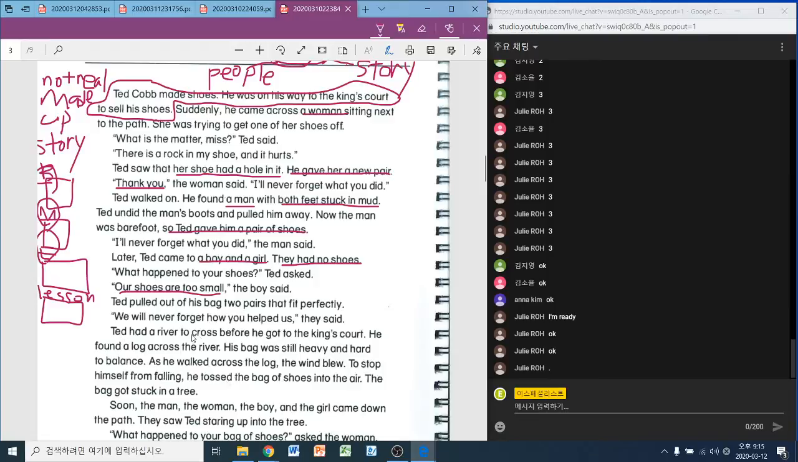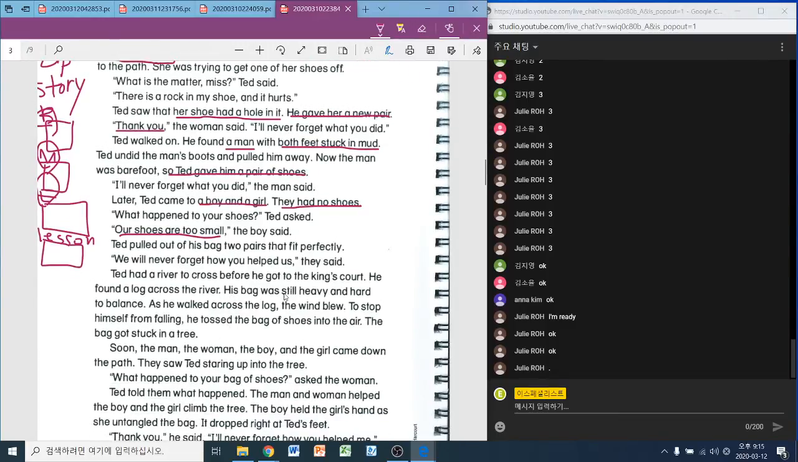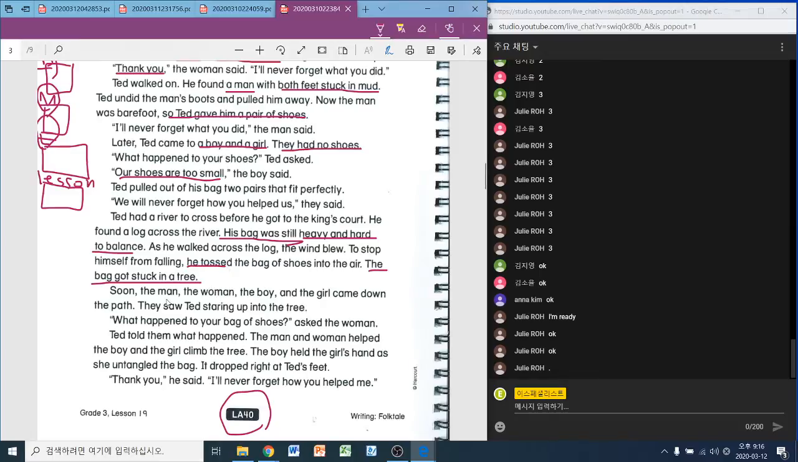So Ted had a river to cross before he got to the king's court. He found a log across the river. At the time, this is the setting of the story, it happened a long time ago. So there is actually no bridge to cross the river. So his bag was still heavy and hard to balance. So as he walked across the log, the wind blew. To stop himself from falling, he tossed the bag of shoes into the air. He threw the bag of shoes into the air, then what happened? The bag got stuck in a tree. So he cannot get the bag of shoes.